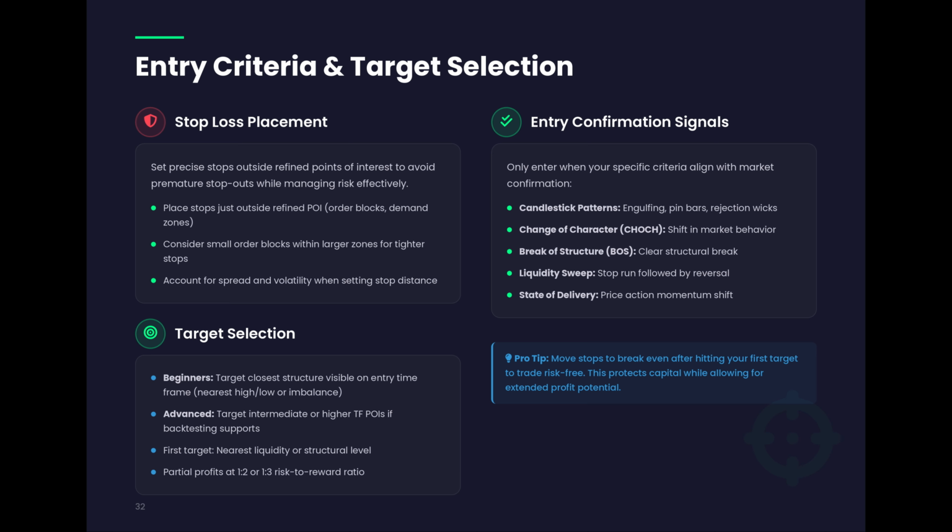Here's a sophisticated technique: scaling out. Perhaps you take 1/3 of your position off at your first target, another third at your second target, and let the final third run towards your ultimate target. This approach balances the certainty of smaller profits with the possibility of larger gains. Rather elegant, actually.